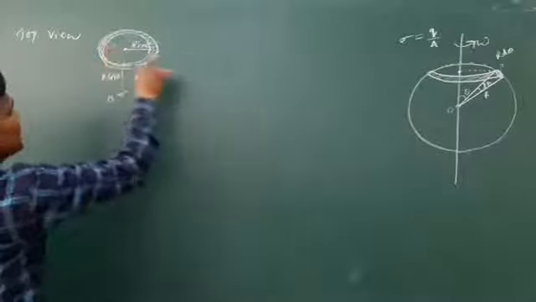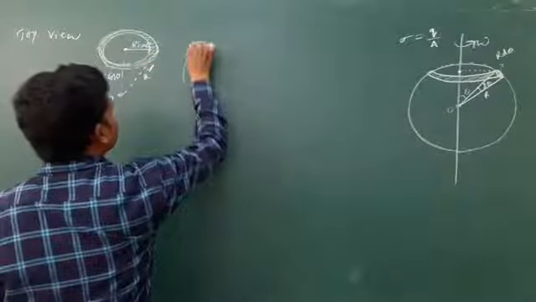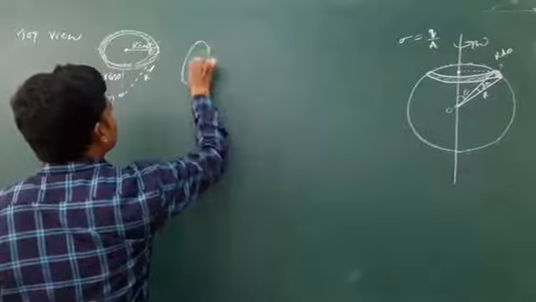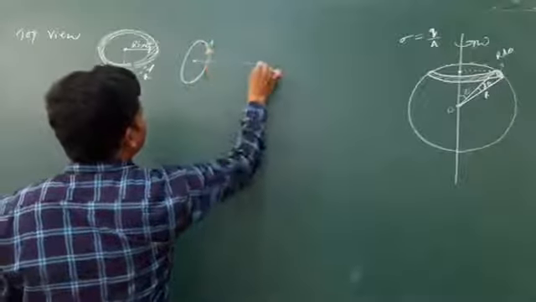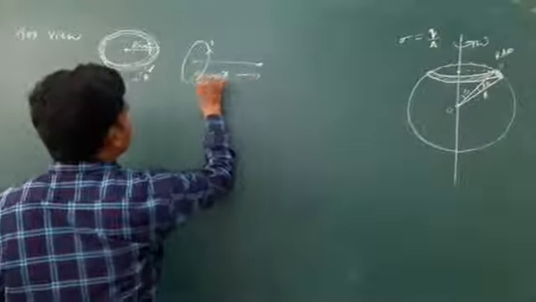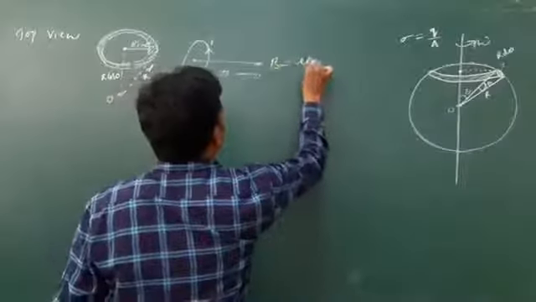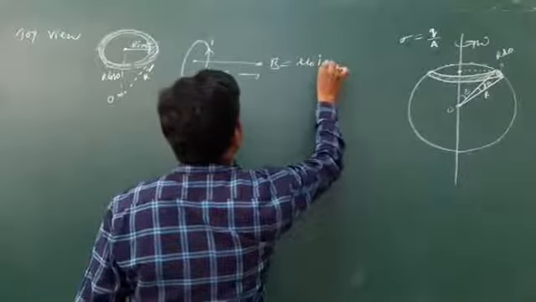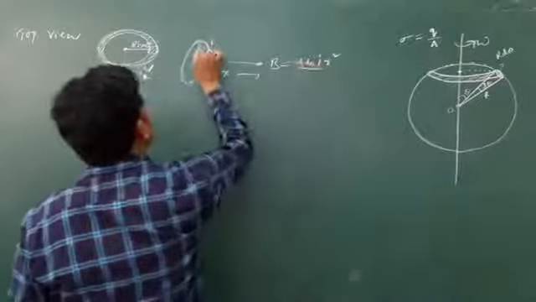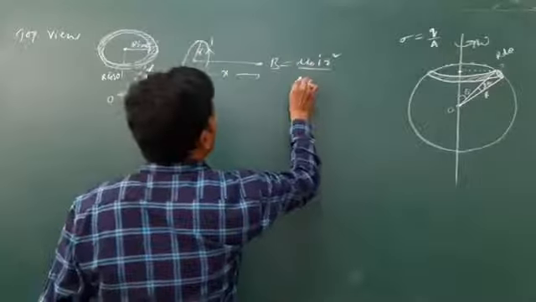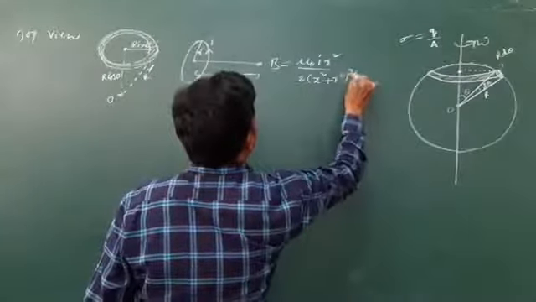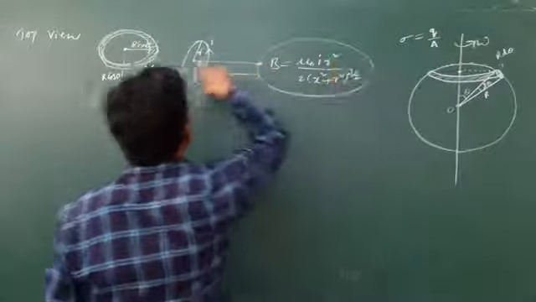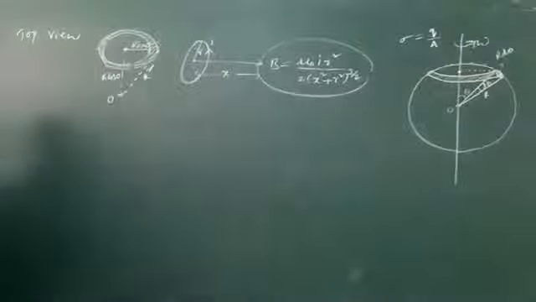This looks like some circular ring. Just recall the previous concept. It looks like a circular ring carrying some current I, and the field at a distance x. We have a formula B is equal to mu naught N i r square by 2 into (x square plus r square) whole power 3 by 2. So the same thing, but here the diagram is like this.